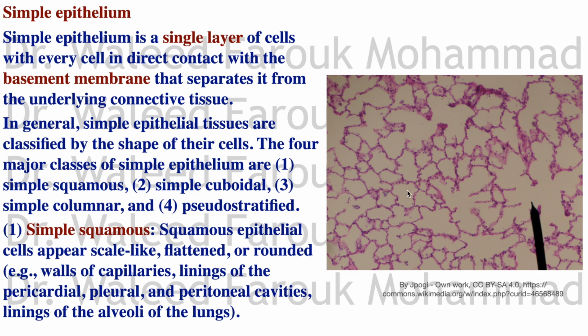There are four types of simple epithelium: simple squamous, simple cuboidal, simple columnar, and pseudo-stratified. The simple squamous, as the ones that we are looking at here in this picture of the alveoli of the lung, the cells appear scale-like. They are flat. They line the wall of the capillaries or the pericardia or the pleura or the peritoneal cavity, or in this case they form the alveoli of the lungs.